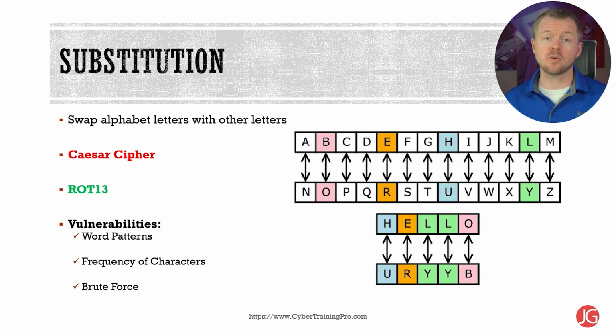Substitution is one of the earliest forms of encryption that you might see, and it involves swapping out or rotating letters of the alphabet with other letters. This is the form of encryption that you would see Julius Caesar use to send military messages, which got the name Caesar cipher, but ROT 13 is another example, which just means that you rotate the alphabet 13 letters for the key. This type of encryption is easy to crack because of word patterns, frequency of characters, and the ability to brute force it. Think about it, certain letters of the alphabet tend to show up more than others.